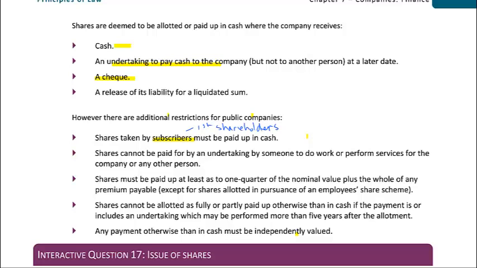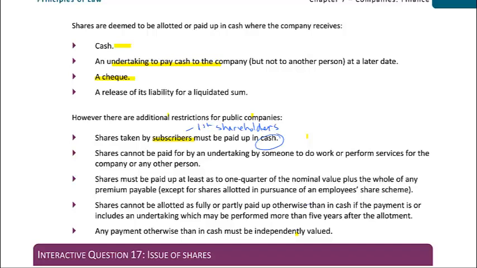On a listing, they are the ones who will receive the first share issues when those shares are first floated on the stock market. So subscriber shares must be paid for in cash, so no payments in lieu. It cannot be an undertaking to perform work in the future, so it's much narrower.